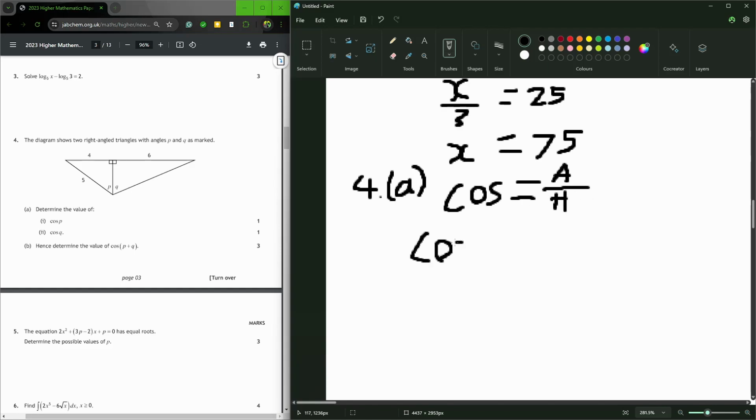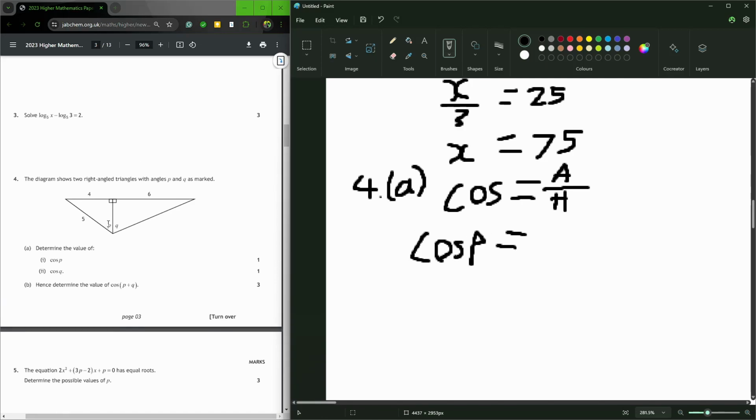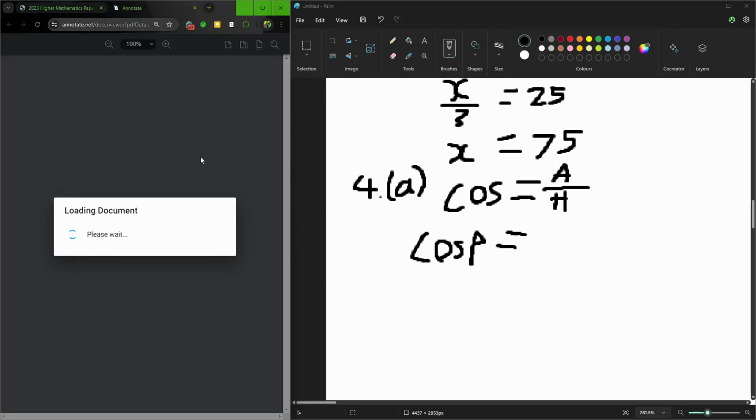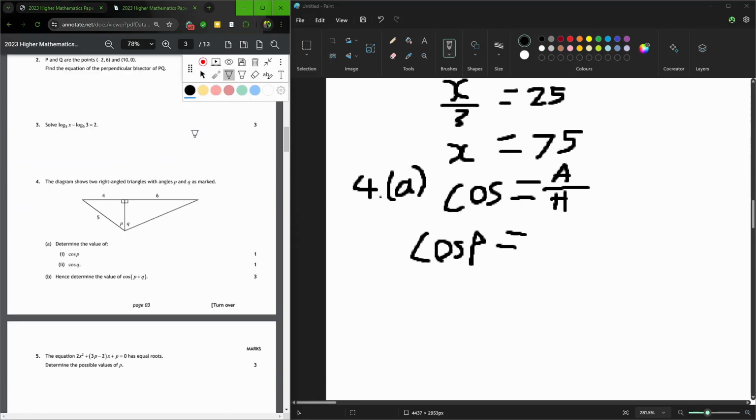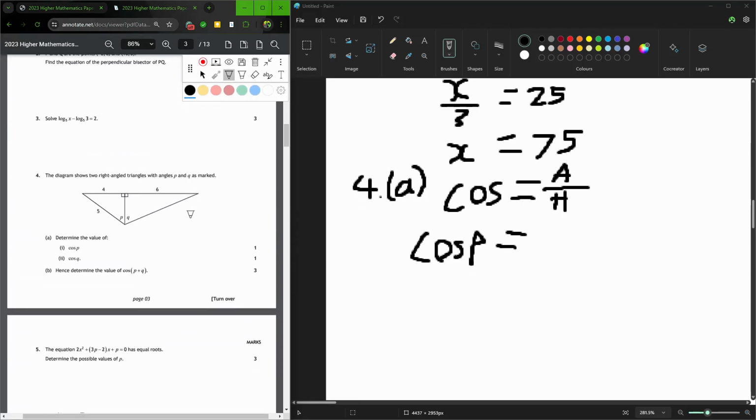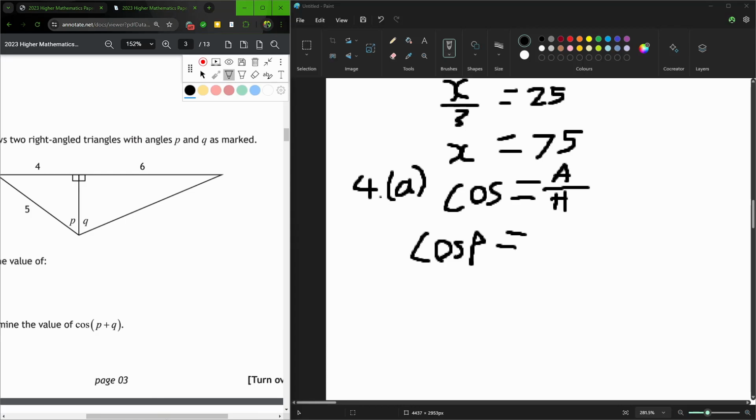Therefore, cos P would equal, we go over here, we're like, okay, well, we know the hypotenuse, but we don't know the adjacent. But these are right-angled triangles, right? So that means we can actually work out what side that is. In this case, we want to figure out this distance here, and I'll quickly open this up in the actually garbage annotation software I've got.